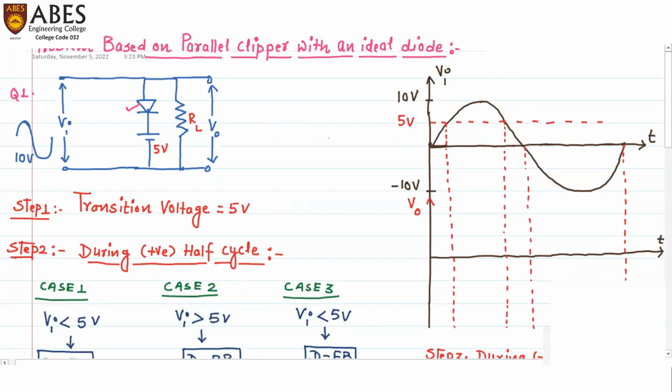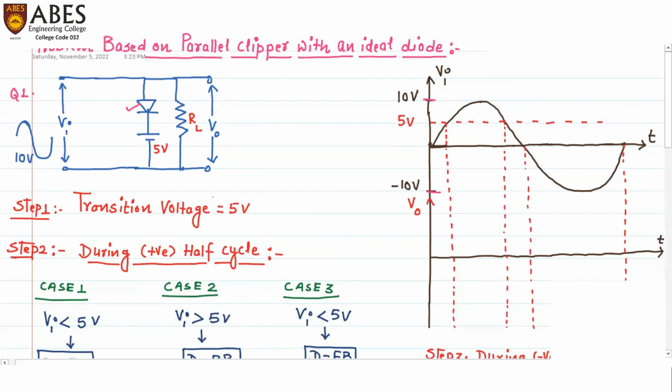First of all, we will draw the input waveform. Here you can see I have drawn the input waveform, which has a magnitude of plus 10 volts and minus 10 volts. Now let's start with step number 1. In step number 1, first we will calculate the transition voltage. Now the question arises, what exactly is the transition voltage?